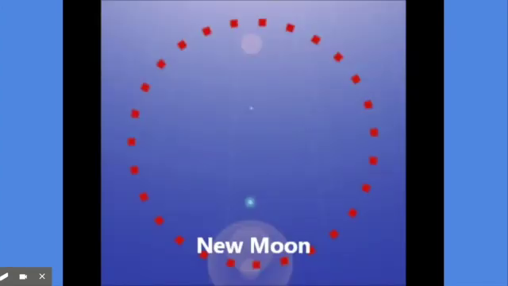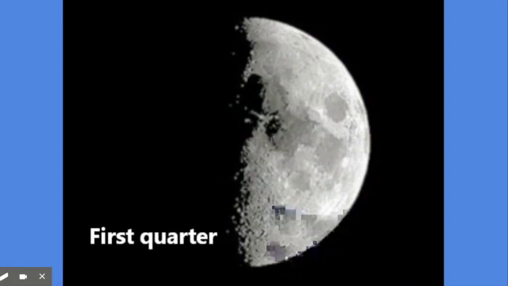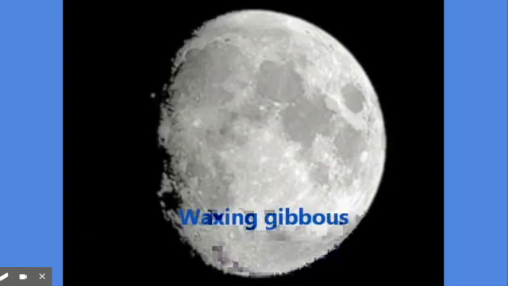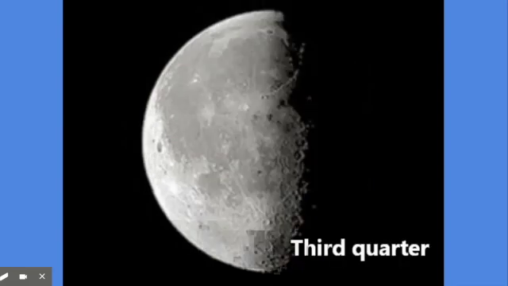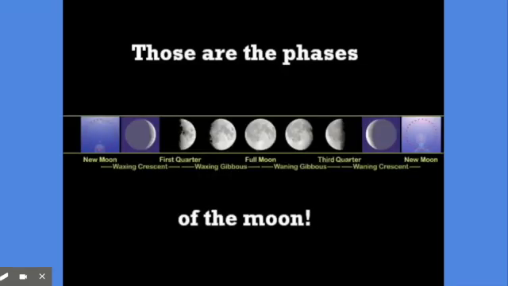It goes new moon, waxing crescent, first quarter, waxing gibbous, full moon, waning gibbous, third quarter, waning crescent. Those are the phases of the moon.